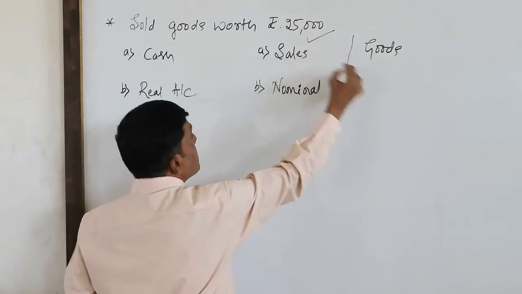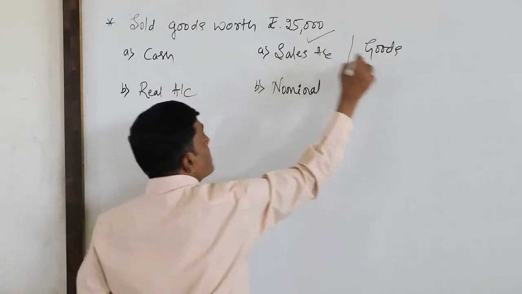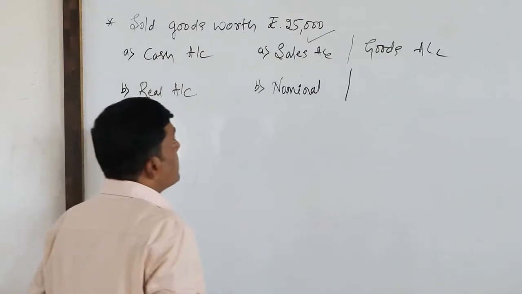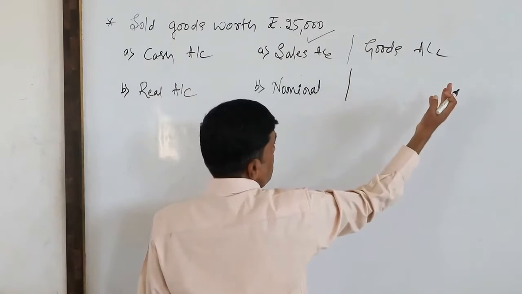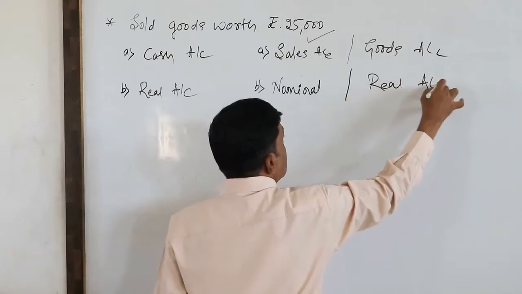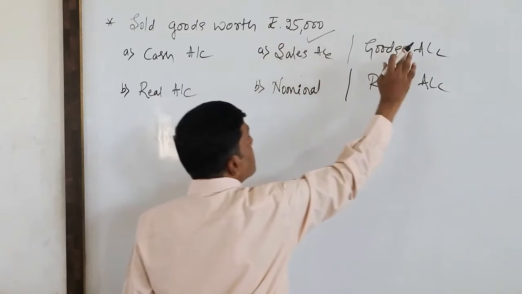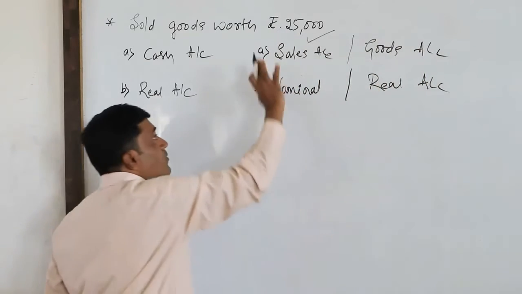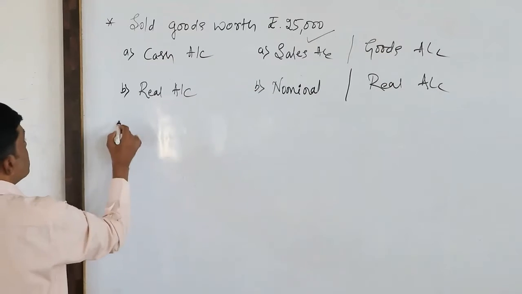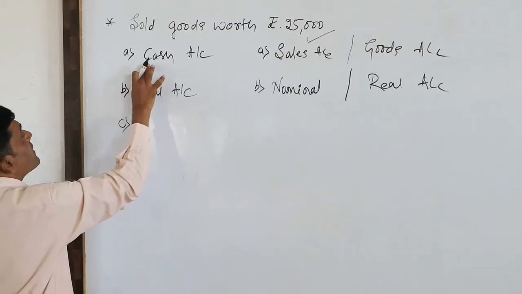So if you have taken goods instead of this sales account, you write like this: goods account, cash account. If you have taken goods, it is a thing, means it comes under real account. So as I said earlier, you take any one among these two, whether you take sales or goods also. So one example only I am going to write like this.